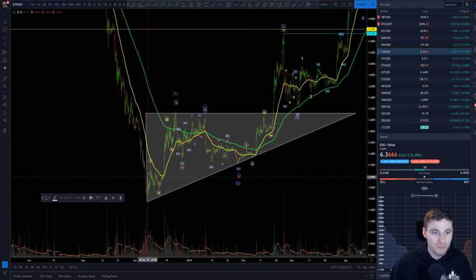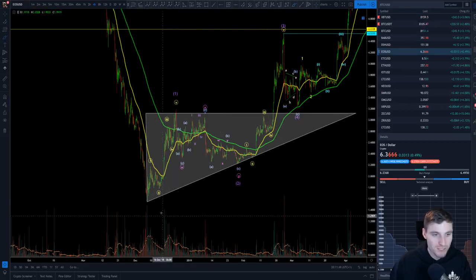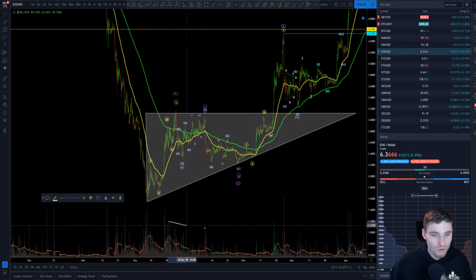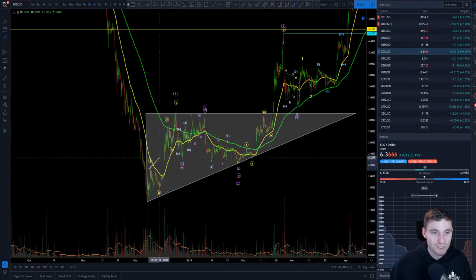So we're moving along within the triangle, and the main thing is that volume is coming very low at this point. You can see you're moving along, but the volume is coming very much downwards, so you're decreasing volume as you're moving along in your triangle. Then you get the break of the triangle on an increase in volume. So that's the key.